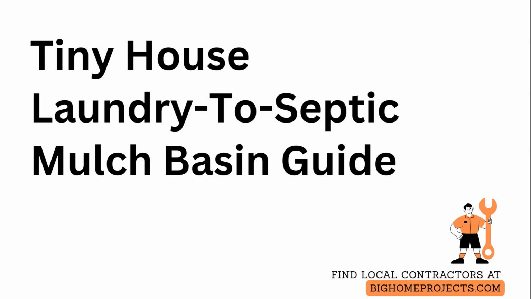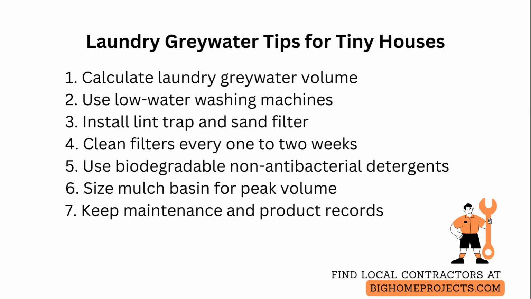Redirect laundry gray water to the right place, and you can cut septic loading dramatically while keeping your tiny house system safe. For a tiny house septic system, start by calculating expected gray water volume from laundry, which is often the largest single indoor source, and design your distribution accordingly.